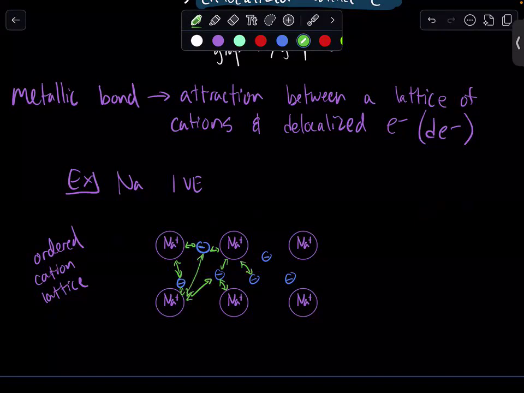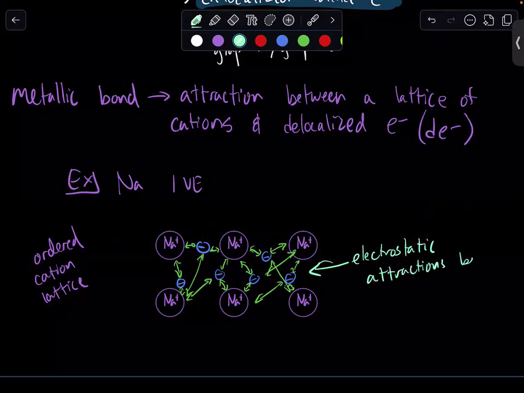And this is going to be the form of the metallic bond. It is not one individual bond between atoms, but instead this ordered structure of electrostatic attractions between multiple ions. And you can go ahead and make these as big or as many and convoluted as you want, but this is the overall metallic bond. So we have these electrostatic attractions between lattice and our delocalized electrons.